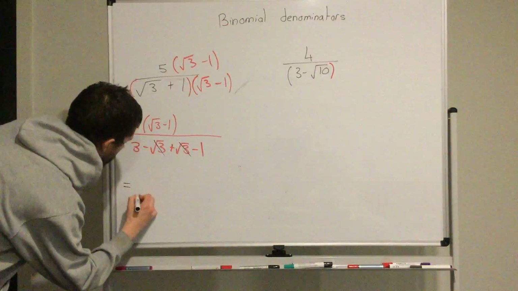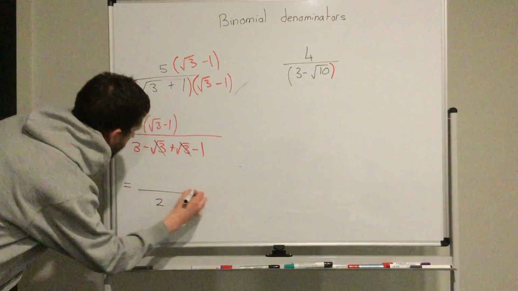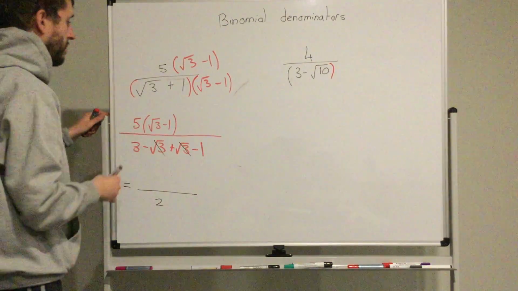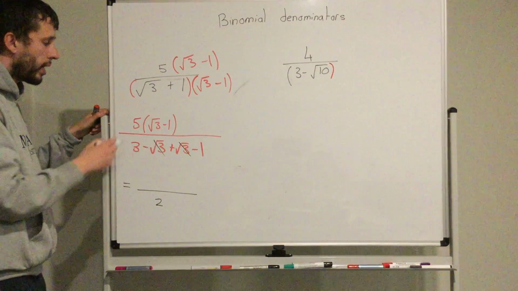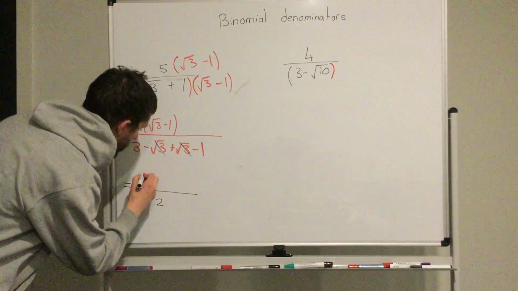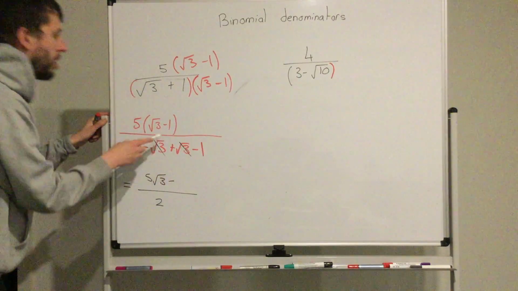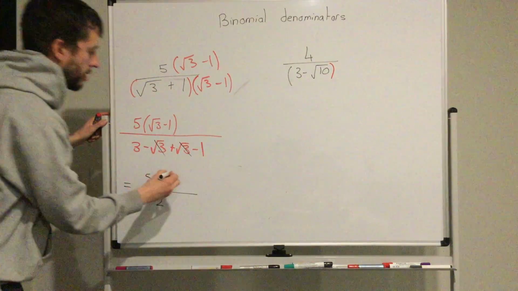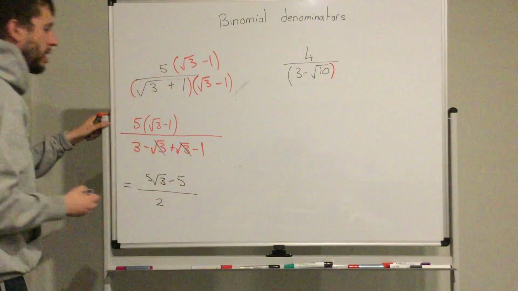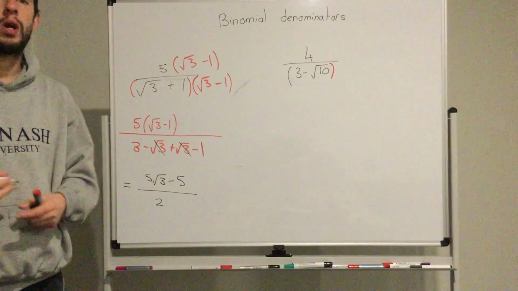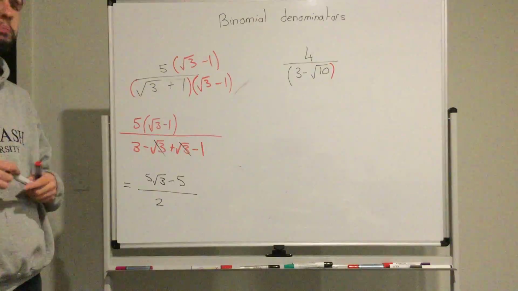Put it over here. On my top, the 5 gets times by everything in the top bracket. 5 times square root of 3 is 5 square root of 3. Negative 1 times 5 is negative 5. And there you have it. We have got rid of the square root on the bottom.